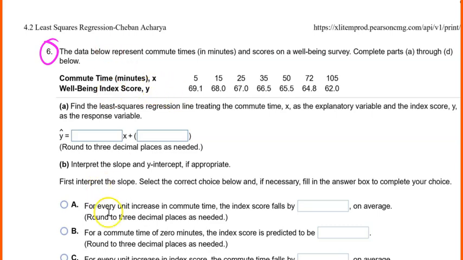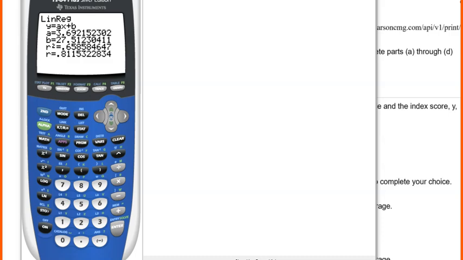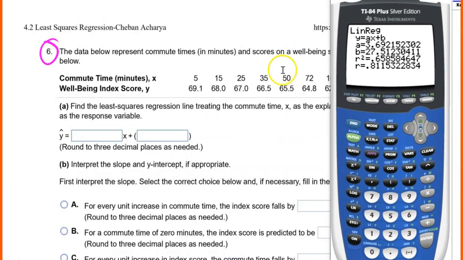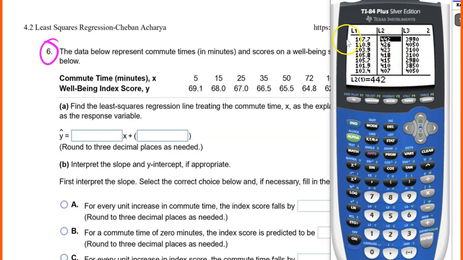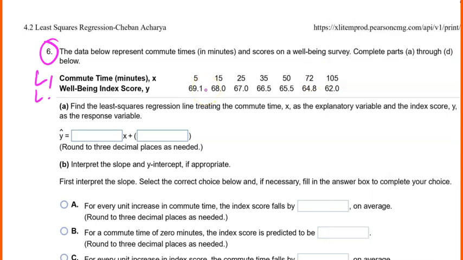To do that, you have to put the data in the calculator first. As before, you press STAT and number 1. Since I already have data in L1 and L2, I just want to clear the data. I highlighted L1, clear, enter. L1 data is gone. Similarly for L2, I highlighted L2, clear, and press enter. L2 data is gone. Now I'm going to put X in L1 and Y in L2, and that's what I do every time.